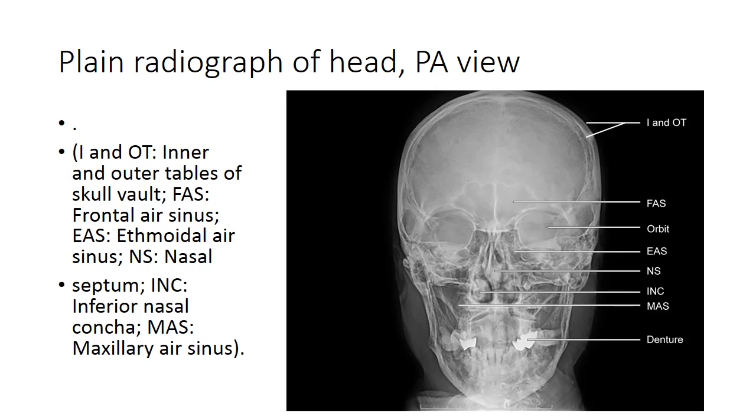We have these conchae. Here what is seen better is our inferior nasal concha. Then we have, on the side of the maxilla, the maxillary air sinuses. We can also see the mandible and the maxilla, and in the maxilla we can see this radio-opacity, which is the opacity of your denture.